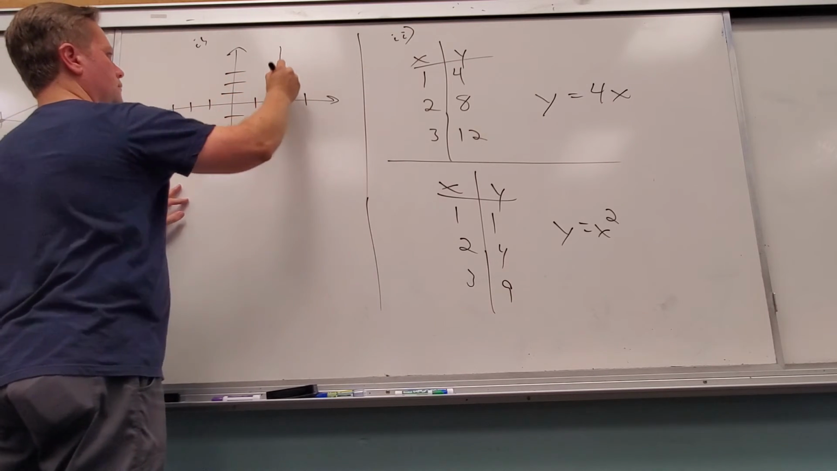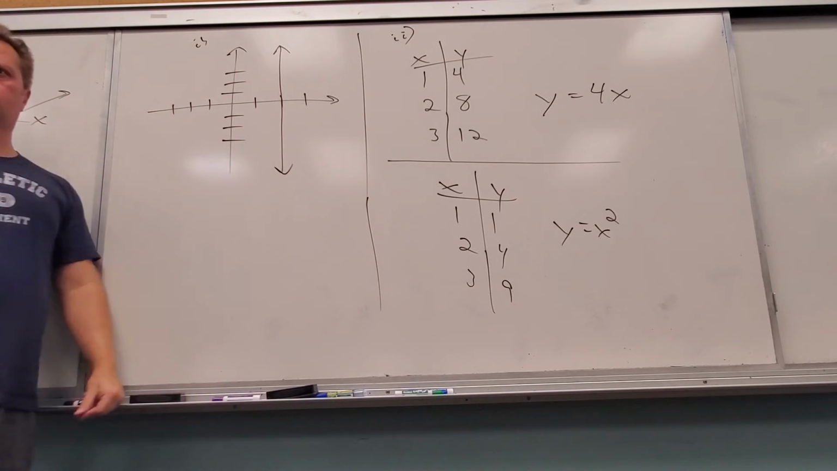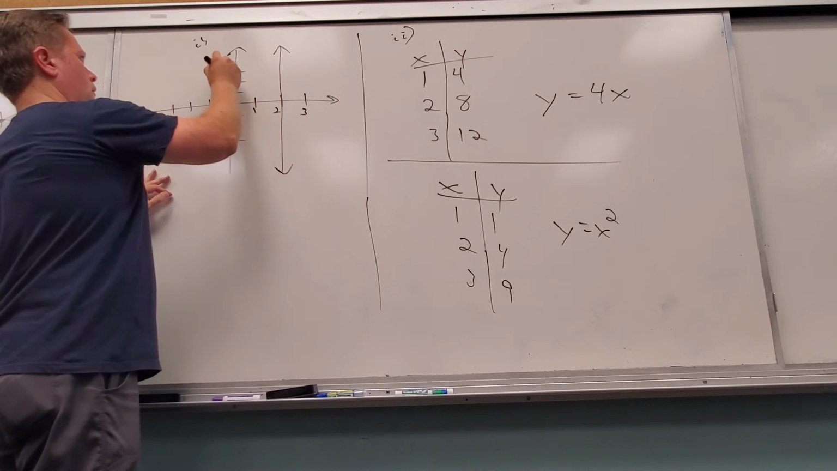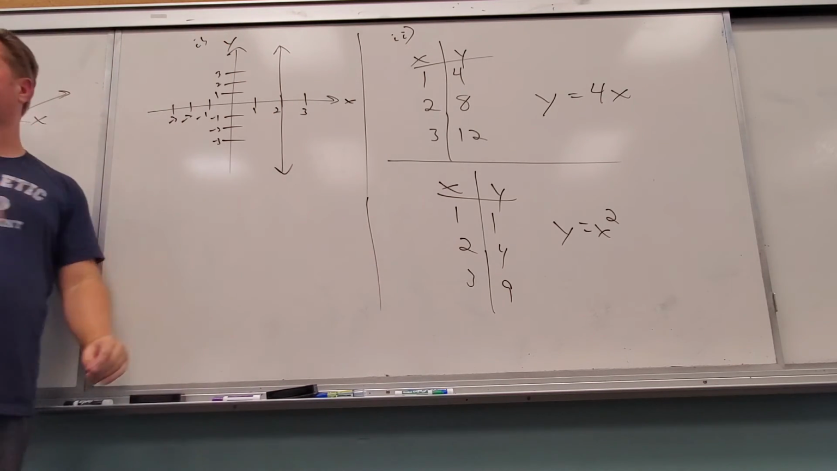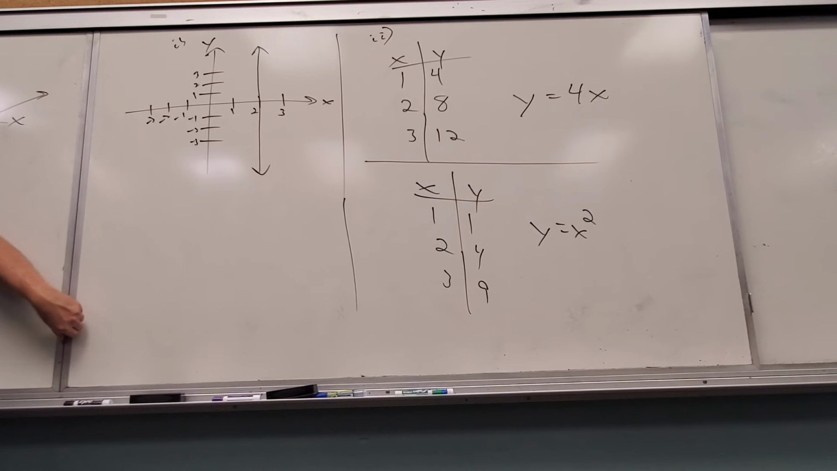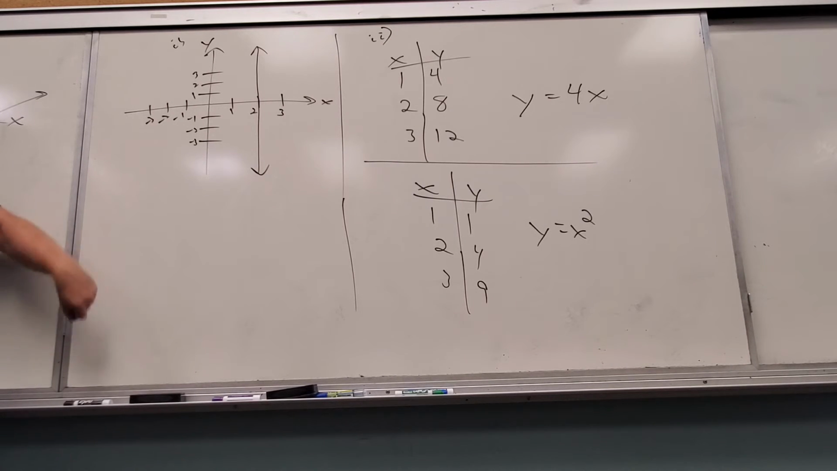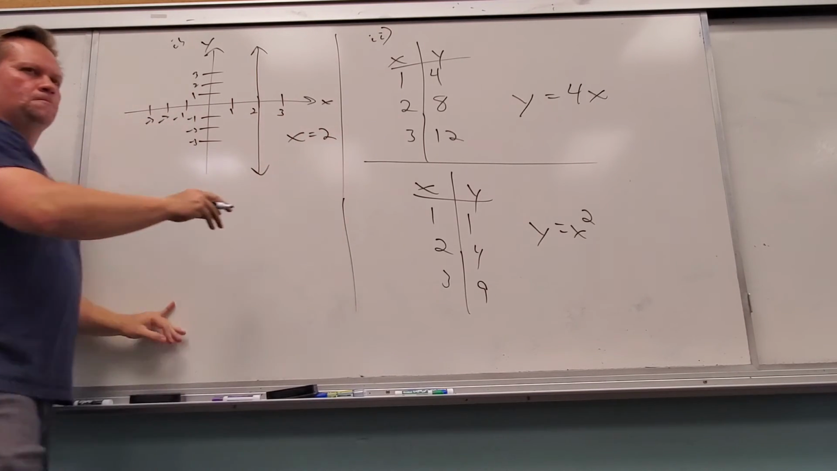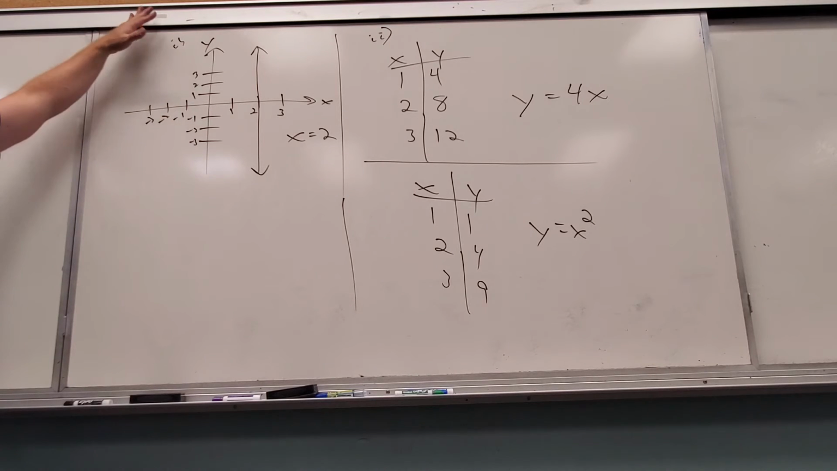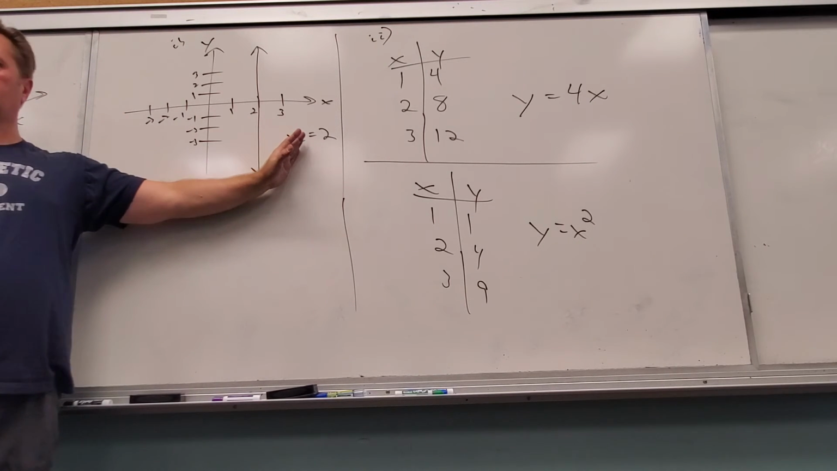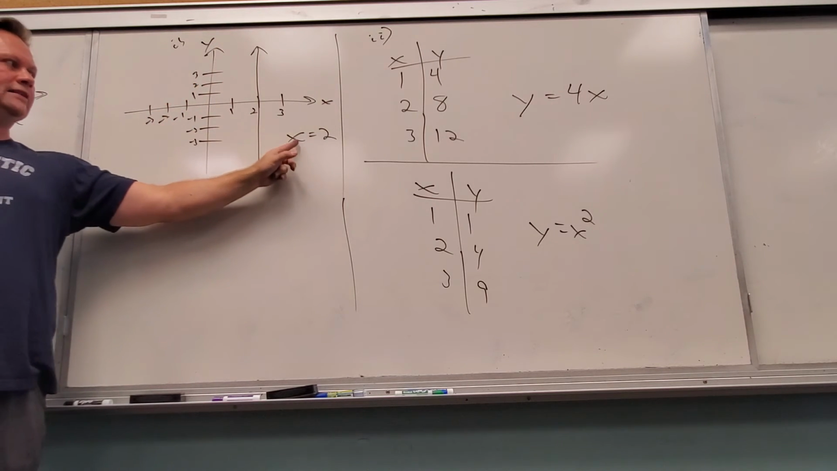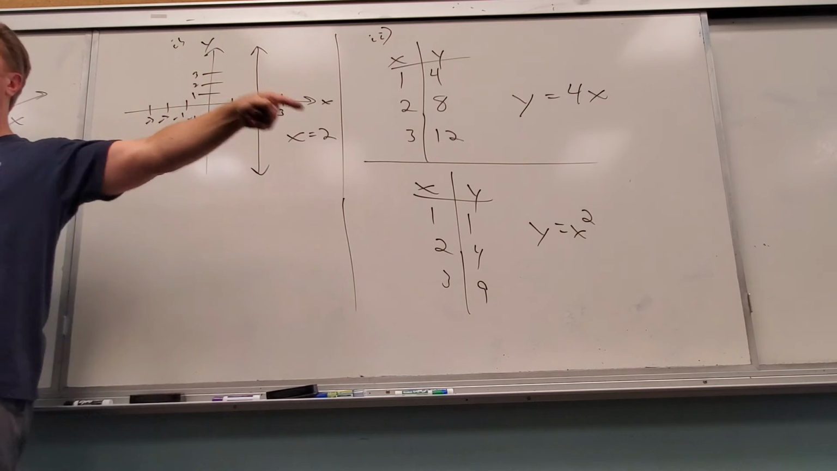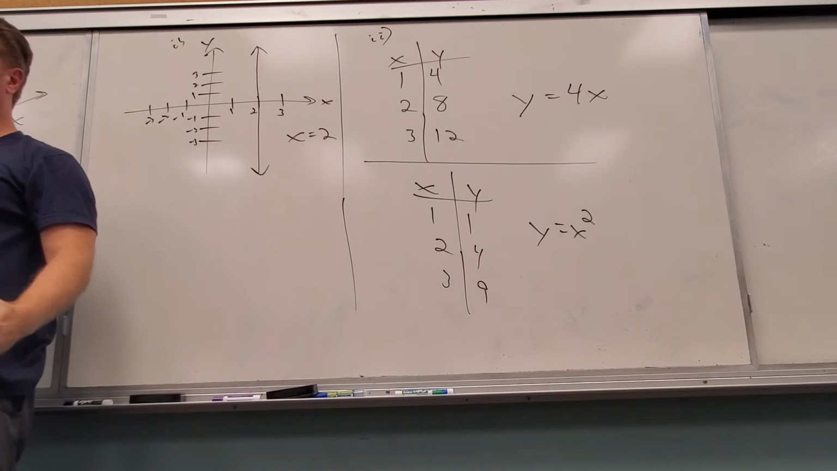So here's a nifty one. There's the line. Somebody got it. What's the definition of every point on that line? X equals 2. So it seems like a straight up and down line is x equals. Why does that make sense? Because I don't care what y is. Y is anything it wants to be. So x is always 2 no matter what y is. And if x is set, I can't move left and right, so I'm only able to move up and down.